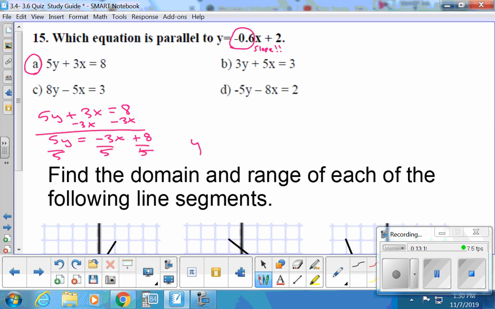So it ends up being y equals negative 3 over 5x plus 8 over 5. And so this is the same slope as that, and they're parallel.